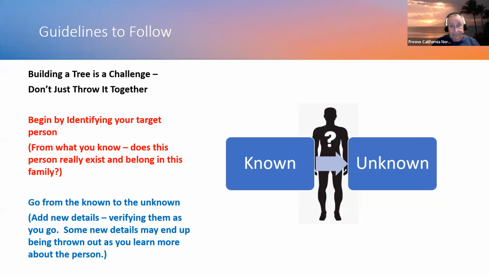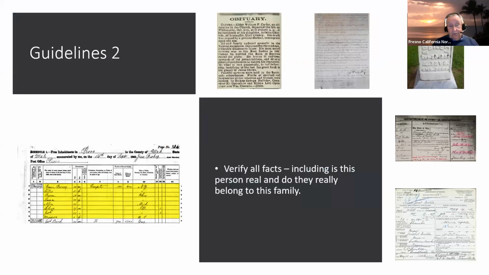That's our first step. Then the second one is to try to verify all the facts on this person to begin with. And what we're doing is we're verifying the person. We're trying to identify, is this person real? Do they really belong in this family? And that one's probably the big question. Does this person really belong to this family?